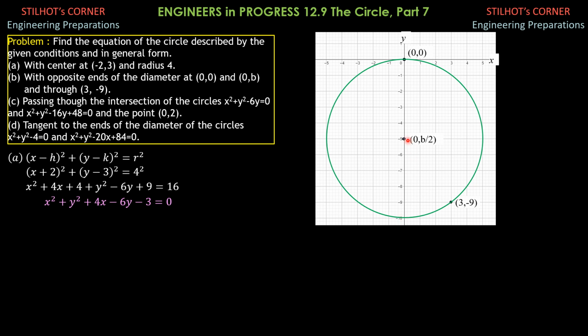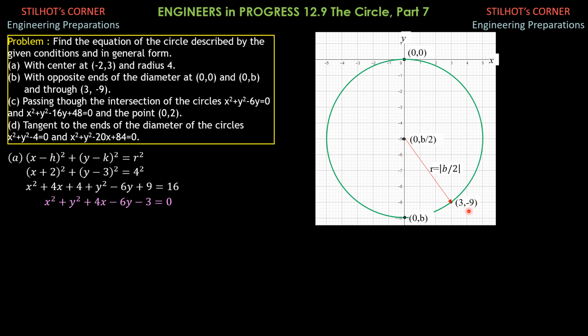The midpoint or the center of the circle, therefore, is the average of 0 and b, so that's why we have b over 2. For the x-coordinates, 0 plus 0 over 2 is still 0. So this is the other point, therefore that's the radius, b over 2. So from the figure, the distance between 3, -9 and 0, b over 2 is the radius. So we have r equals the absolute value of b over 2.